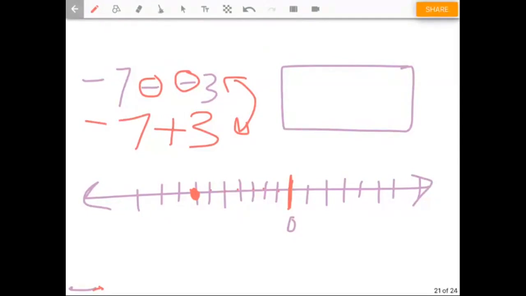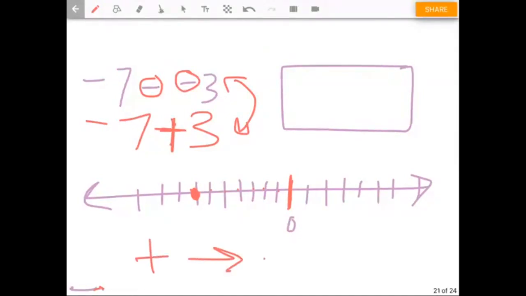We got a minus though, don't we? We're adding, right? We got a plus 3. So if you're adding, you're going to the right. You might want to write this down. If you're subtracting, you're going to the left. I did it wrong. Okay.